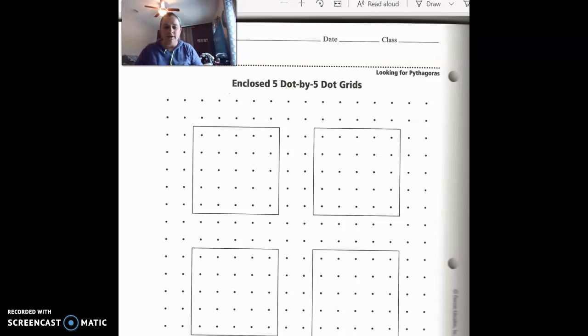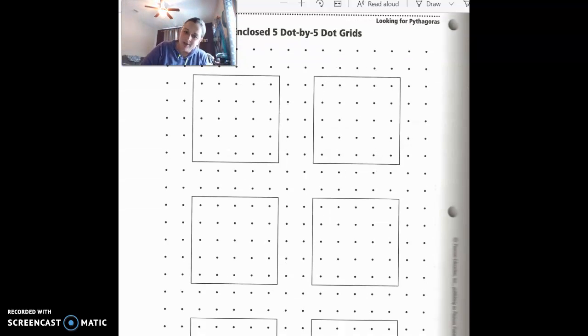Alright, so we've talked about squares, their square roots, how to find side lengths. Today we're going to do something a little similar, but a little different as well. This time I would like you to find me different side lengths. Now the lengths that you find must fit inside the enclosed 5x5 dot grid. So the lines that you draw have to fit inside the box.